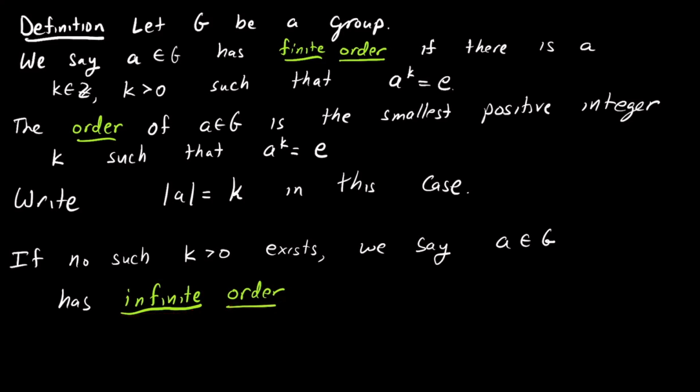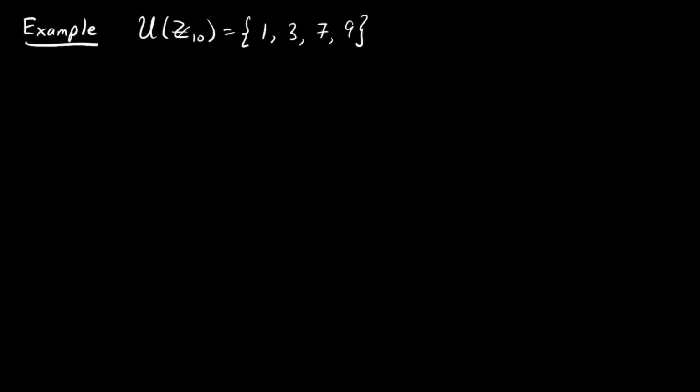Okay, so let's look at a few examples. The first example we can look at is the group U of Z10. This is the group of units of the ring Z mod 10. Remember, these are the elements of Z mod 10 that are relatively prime to 10, so 1, 3, 7, and 9. And this is a group under multiplication. So let's consider the orders of some of our elements. Well, one thing I know is that the order of 1 is equal to 1, because 1 to the first power is equal to 1.